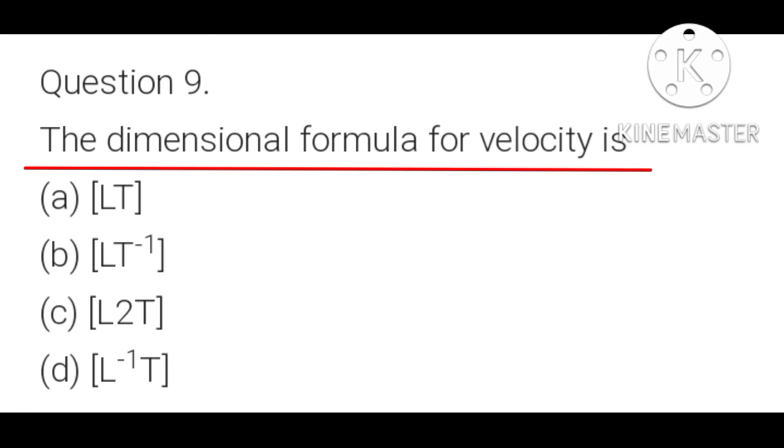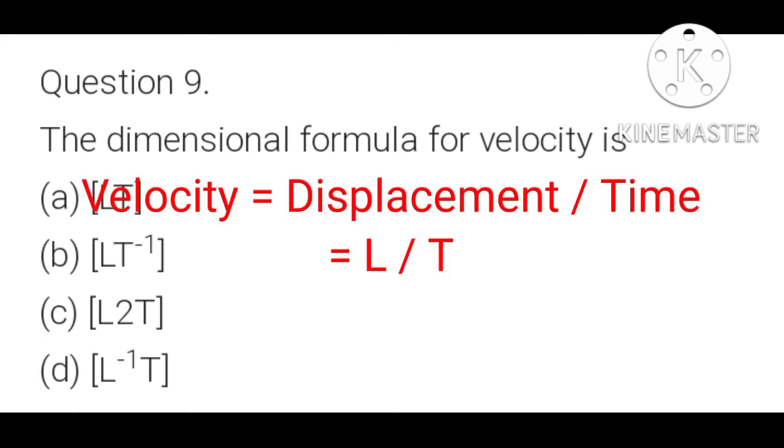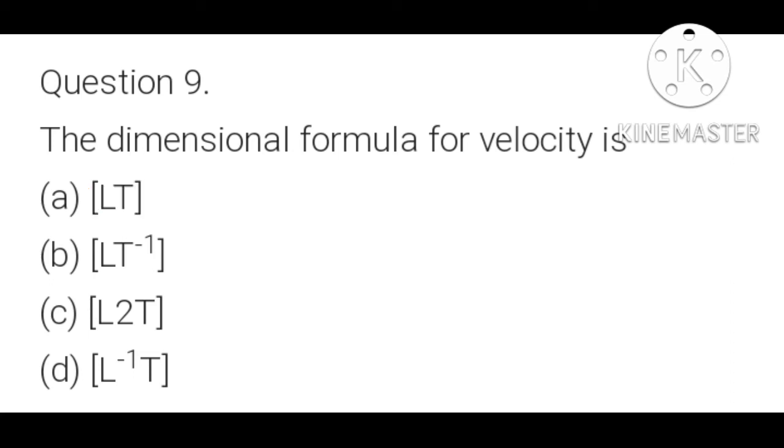Question number 9. The dimensional formula for velocity is: A option LT, B option LT minus 1, C option L square T, D option L inverse T. We know that velocity is equal to displacement over time. Displacement is a length, so it can be written as L, and time is written as T. So the dimensional formula for velocity is L over T, that is LT inverse. So here B is the correct option, LT inverse.